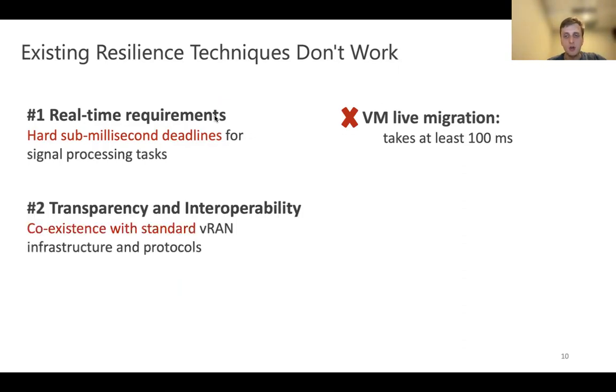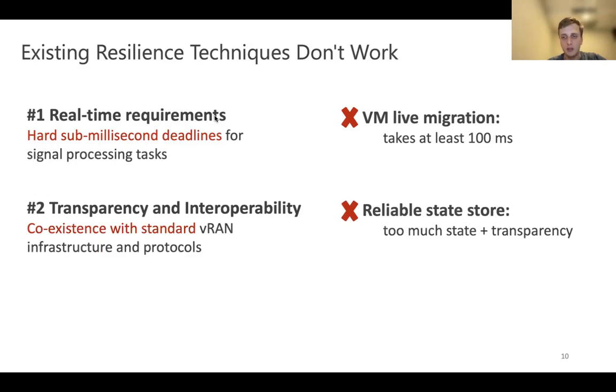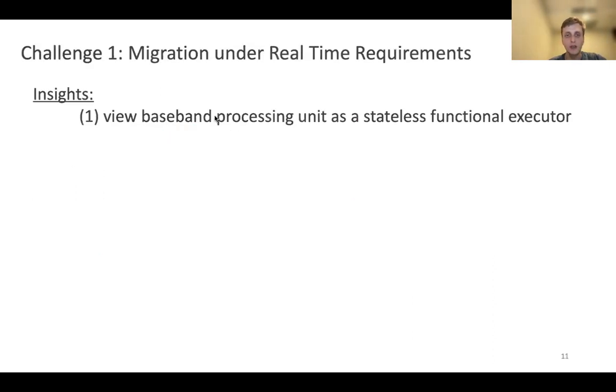Another challenge is that all existing VRAN infrastructures are quite complex, often closed source, and designed to operate under certain protocols. So the resilience system must be completely transparent and interoperable with them. This, for example, precludes techniques such as putting all the state of the network function in an external reliable database. Now, we will discuss how Slingshot handles these challenges.